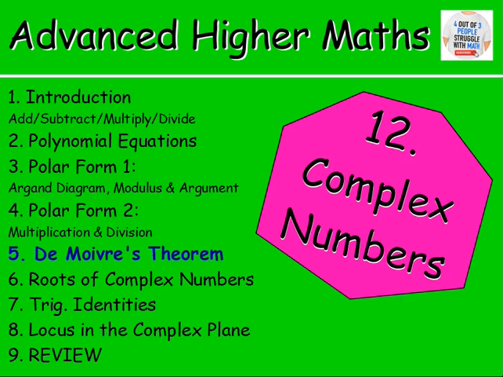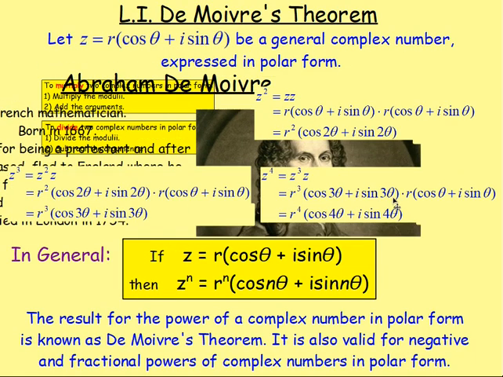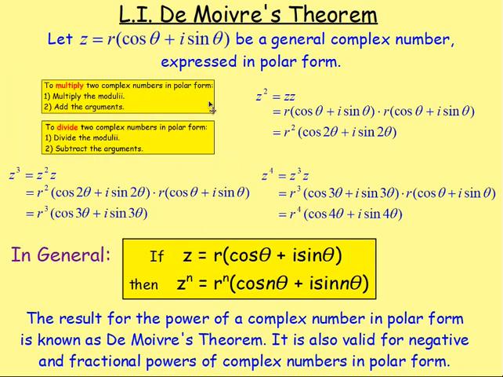After that, we went on to look at De Moivre's Theorem. So, De Moivre's Theorem, named after Abraham de Moivre, is used to work out the power of a complex number. If you're working out z squared, well, that's going to be z times z, and you end up with the modulus squared, and then you double the argument. If we had z cubed, we would cube the modulus and we multiply the argument by 3.